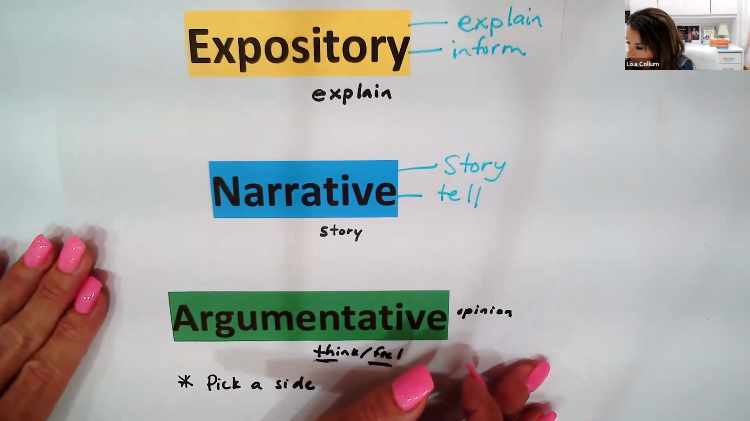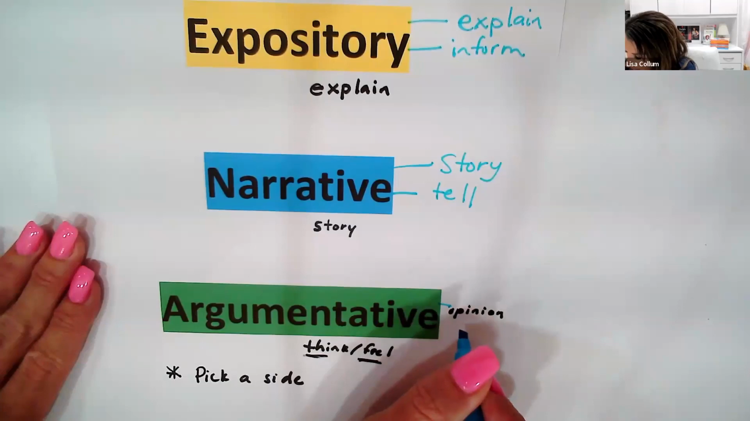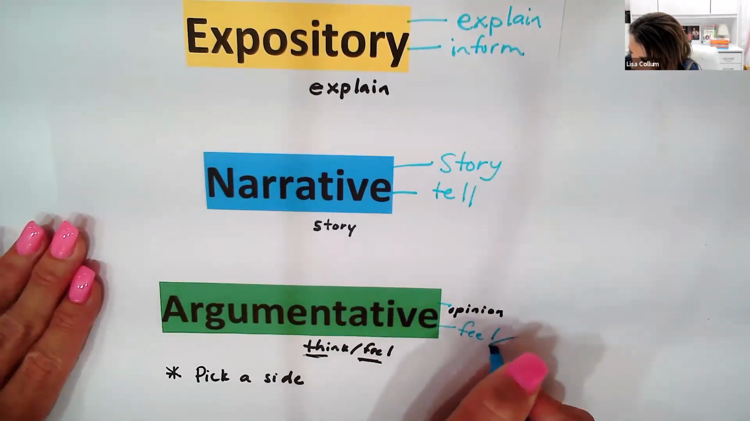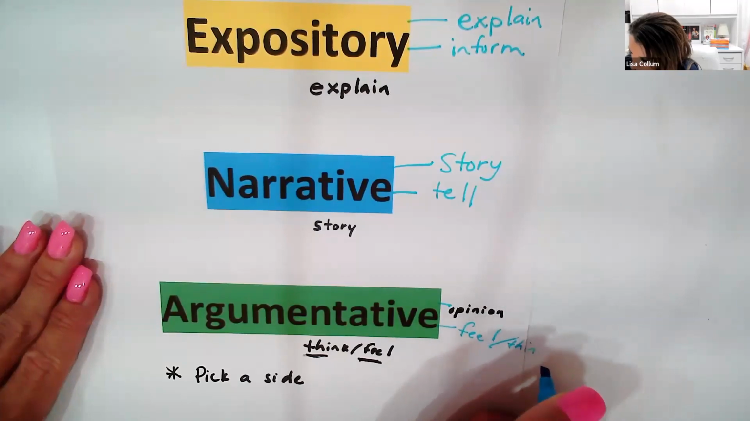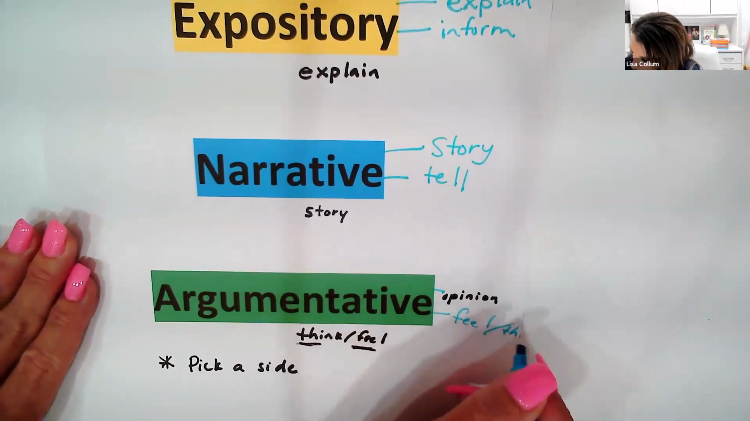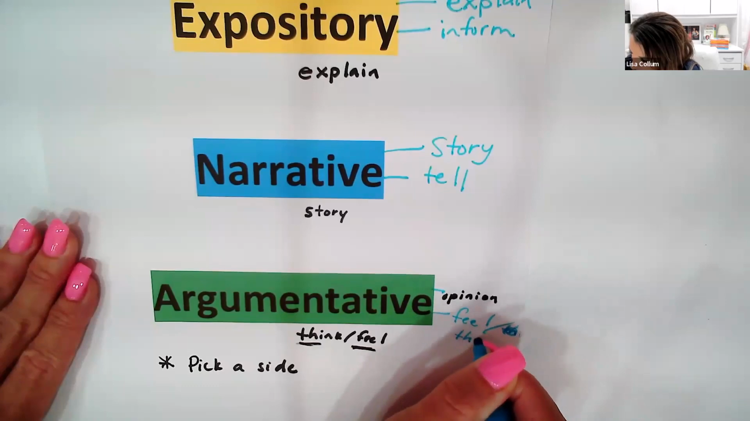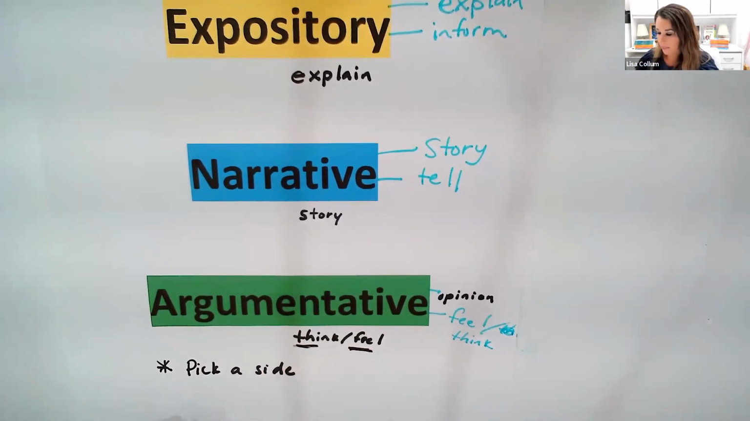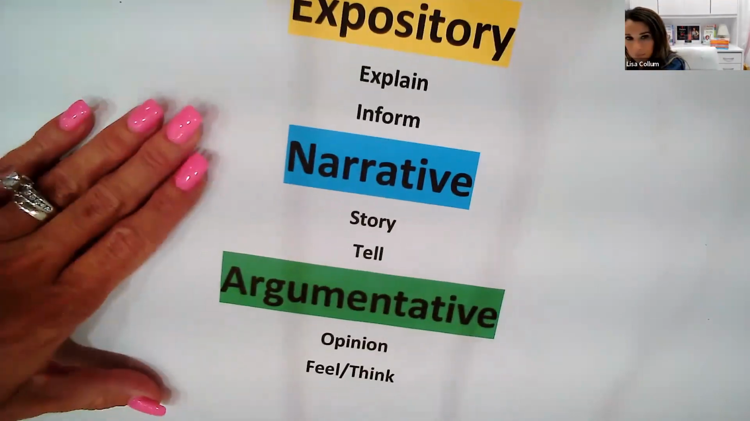And if you see the words opinion or feel or think, you know you're writing an argumentative essay. Oops, it went off the side of the paper. Let me put it down here. Feel or think, you know you're writing an argumentative essay. So I typed this up nicely for you. So I'm going to show you on another paper here.